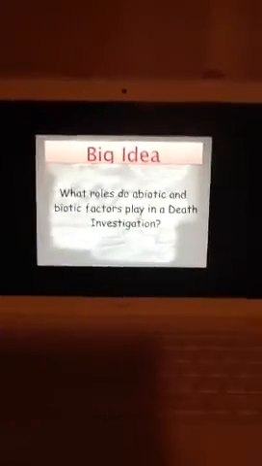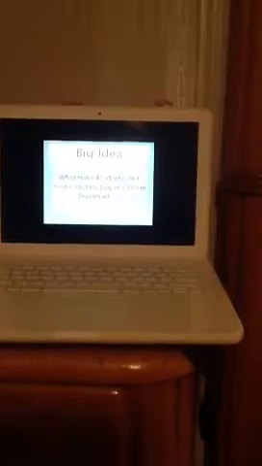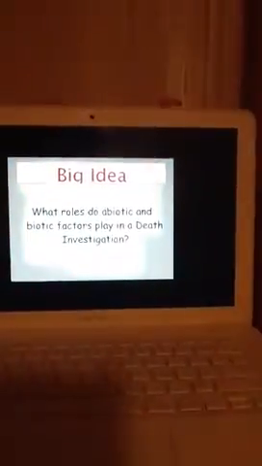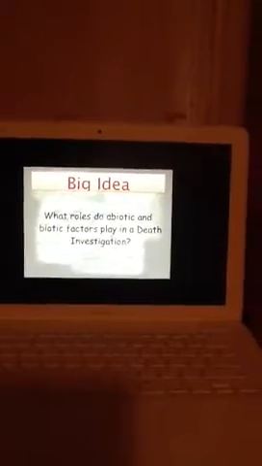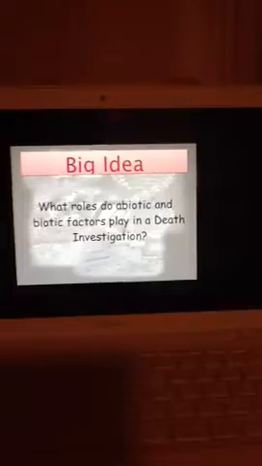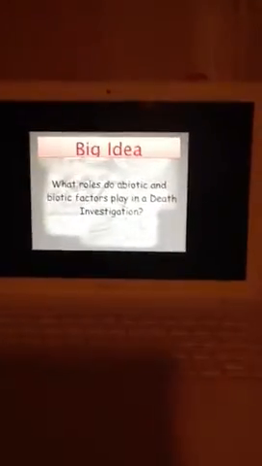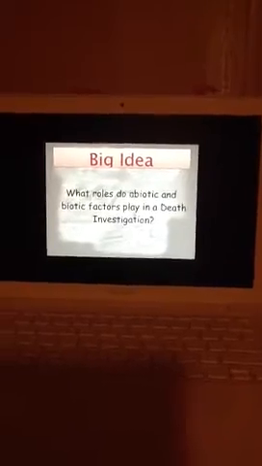So the big idea that I have for my project for the students is: what roles do abiotic and biotic factors play in a death investigation? This is something I would actually say to them, or have the students read prior to get their minds wondering. This is their big idea, or in essence, an enduring understanding, prior to getting to the essential questions.